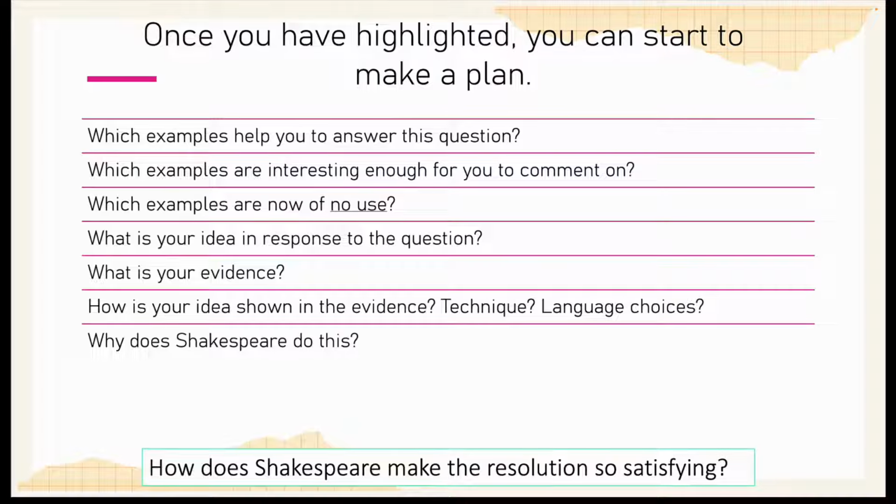Can I see patriarchal control here? Can I see love here? Can I see a resolution here? And how? Is it a word? Is it a metaphor? Is it a pentameter? So that's when you start to really pull apart those quotations.